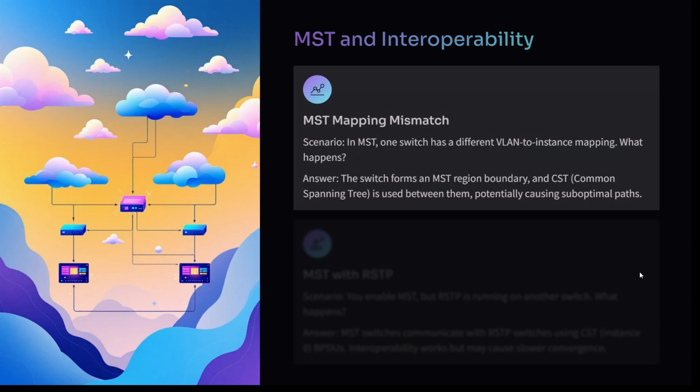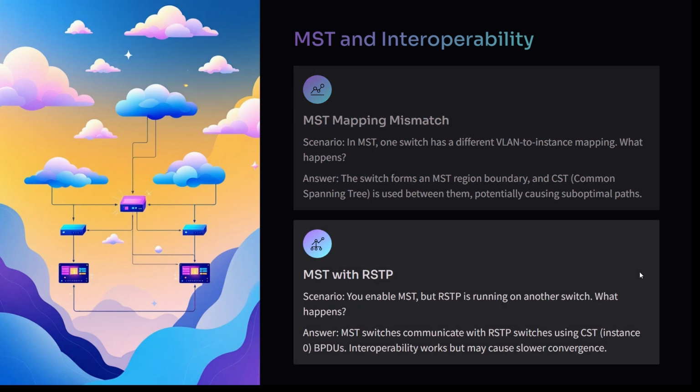MST and interoperability. MST mapping mismatch. Scenario: in MST, one switch has a different VLAN-to-instance mapping. What happens? Answer: the switch forms an MST region boundary, and CST, common spanning tree, is used between them, potentially causing suboptimal paths.